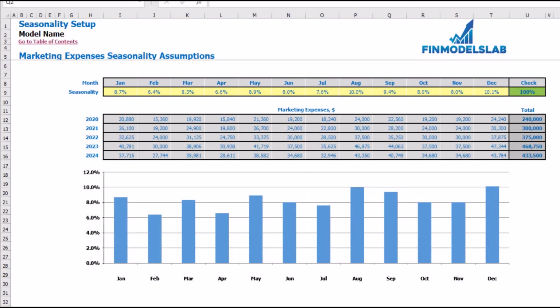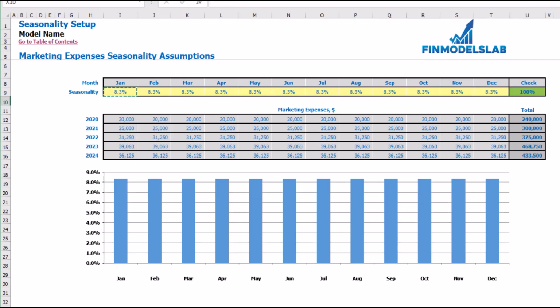On the seasonality tab, you can input your marketing expenses seasonality assumptions, allocation by months across the year. If you don't need any allocation of marketing expenses, you can just put equals 1 divided by 12 and copy this across all the months, and you will not have any seasonality across the year. This means that across all the months your marketing expenses will be equal by year. But if you need them, you can input some assumptions or allocate 100% of your marketing expenses across the year.